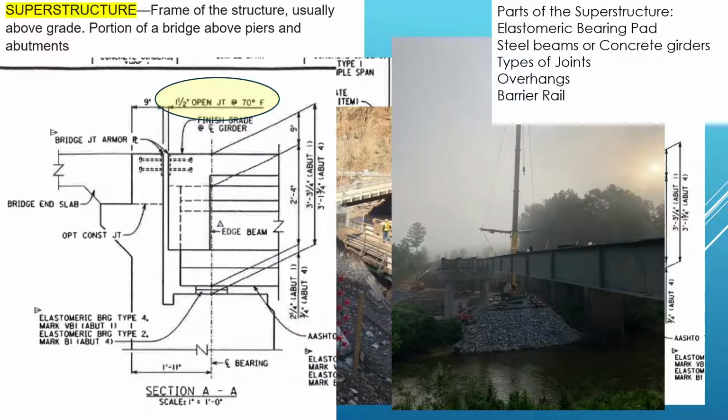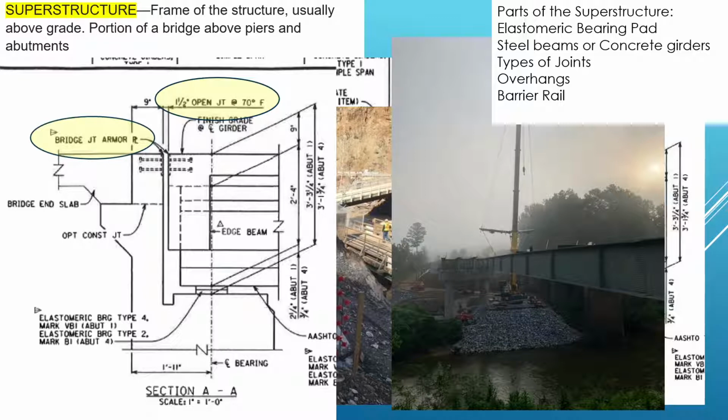Types of joints. You'll find your joints at your abutments where your roadway meets your bridge. You'll find an open joint. There are also closed joints, which is just a cut transverse with the bridge. In this example, we have a 1.5 inch open joint at 70 degrees. Disregard that 70 degrees. In this case, it's a bridge joint armor. These are also called road irons.